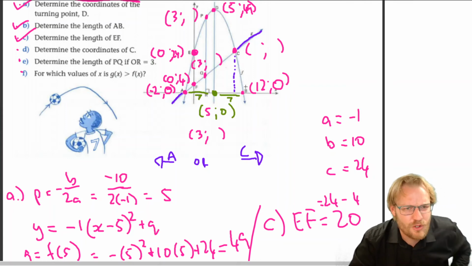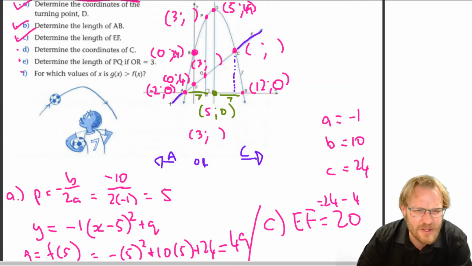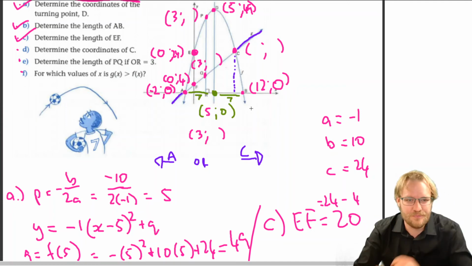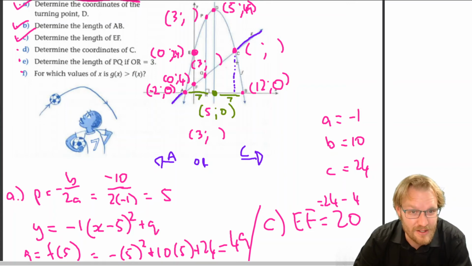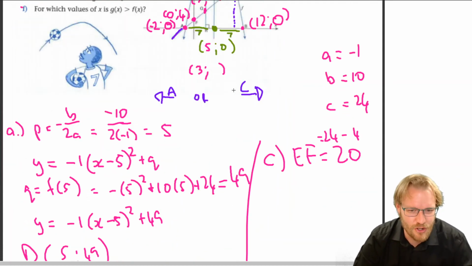Okay, determine the coordinates of C. What did we say was special about C? Oh yeah, C is where the straight line is equal to the parabola. Now, there's nothing to tell us that this is exactly the same y value. That would be really handy. I can't see how we would know that C has the same y value as E, otherwise it would be easy. We could put 24 and just sub it into one of them. But let's just make our two graphs equal to each other.